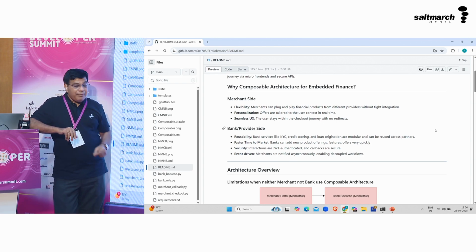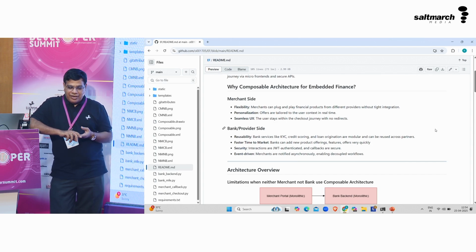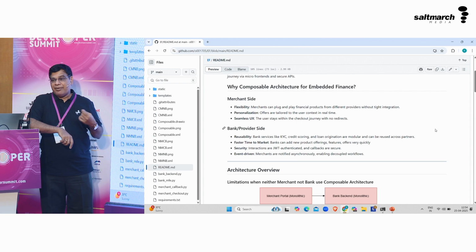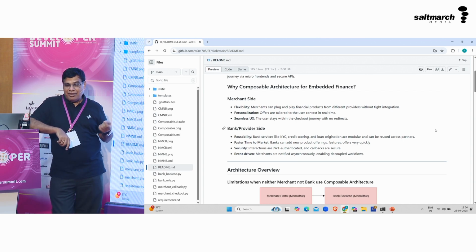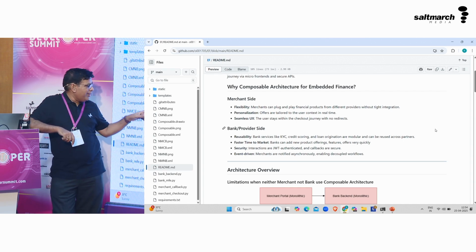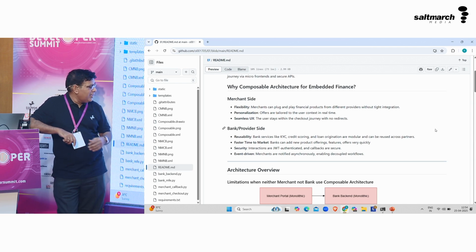But on top of that, banks can see what kind of products customers are looking at. Based on that, they can provide real-time offers, and it could be a loan, or a loan plus insurance. So all that customization in real time, and also faster time to market, like onboarding a customer or onboarding a merchant, becomes very easy with composable architecture.